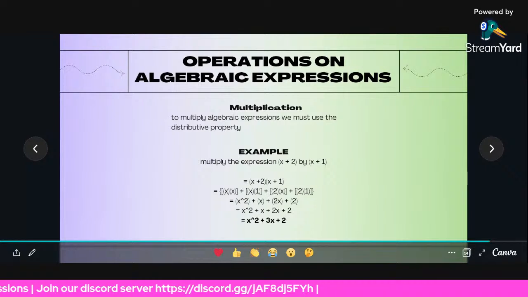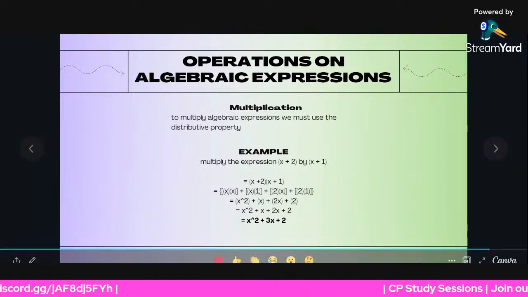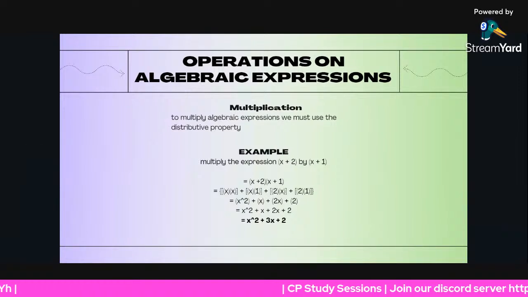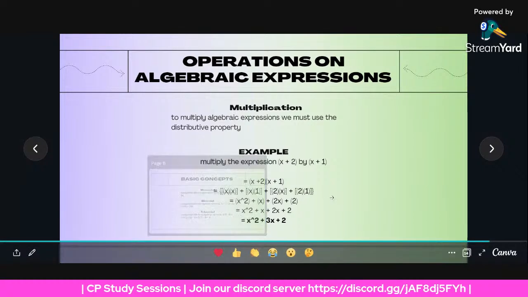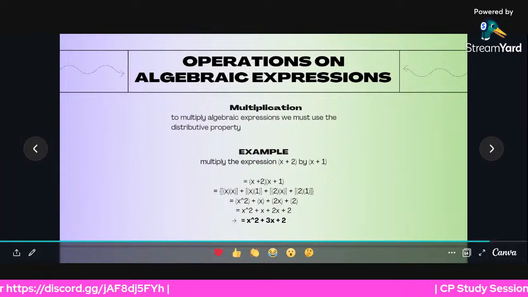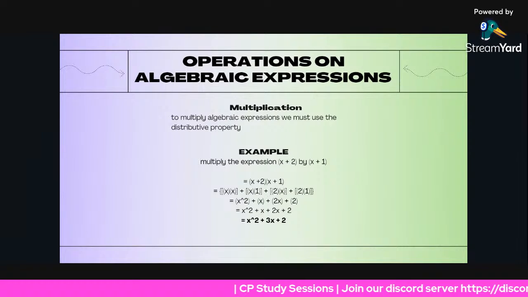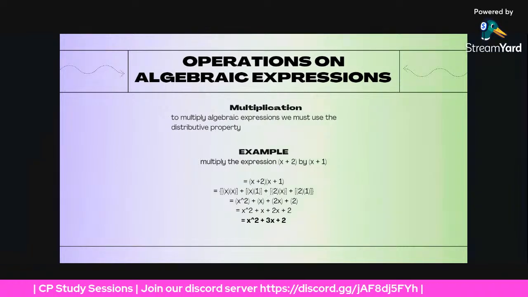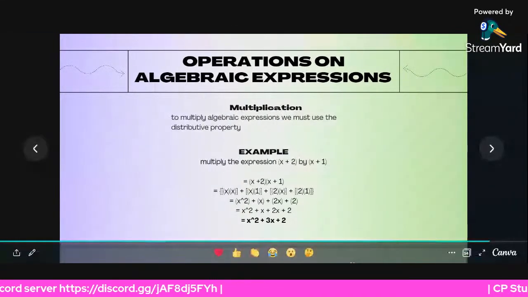So, katulad nung kanina, naka-arrange ulit siya na yung pinaka highest variable with the highest degree or exponent is yung nasa pinakaunahan. Then, yung kasunod is mas less doon hanggang sa wala na. So, if you multiply the expressions quantity x plus 2 and x plus 1, you will have a product of x squared plus 3x plus 2. So, malinaw ba tayo doon?